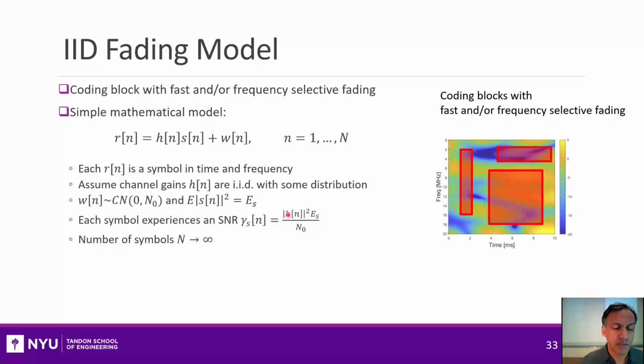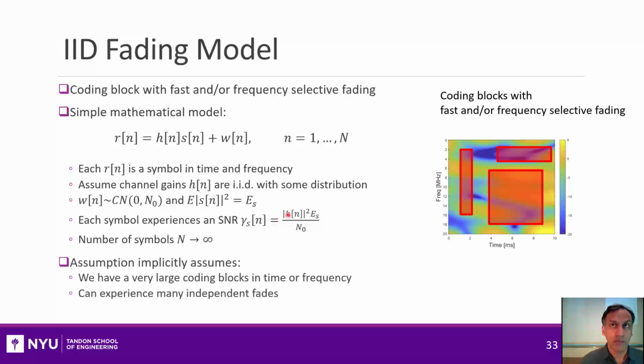Again, just to make this simple, I'm going to assume I have a large number of symbols, or equivalently a large number of degrees of freedom in that transmission. So just from a physical standpoint, what this means is that I'm coding over a very long time or frequency block that is sufficiently large relative to either the coherence bandwidth or the coherence time to experience a large number of independent fades.